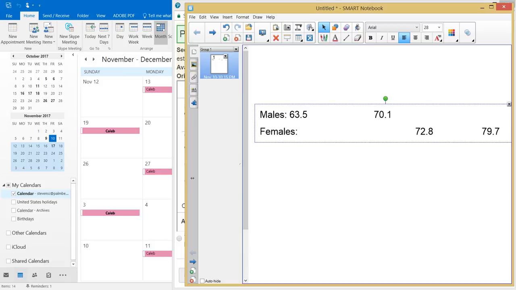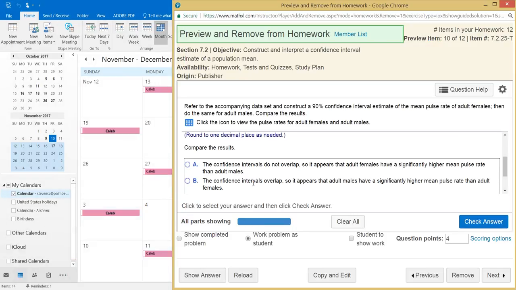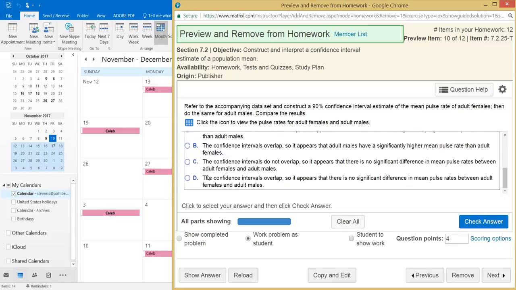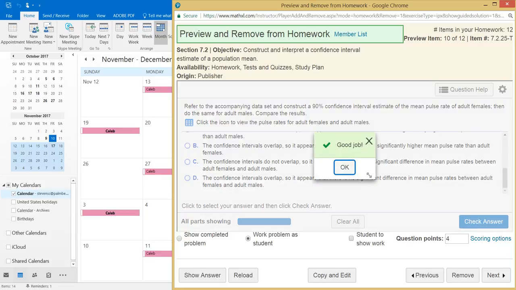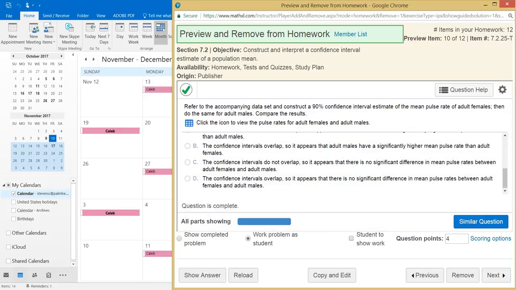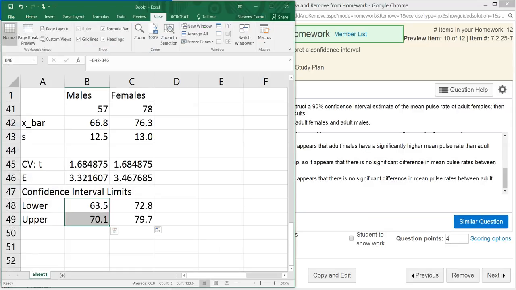Let's read the other one to be doubly sure we've got the best answer, because I think it is A. So let me check on C again. The confidence intervals do not overlap, so it appears that there is no significant difference. No, that's the opposite of what we think, right? Because there's no overlap, they're not sharing any estimated averages. So yes, there is a significant difference. This doesn't make sense, so A is the best answer. Let's check it out. Yeah. So that's how you handle that kind of problem. Not a big deal, right?